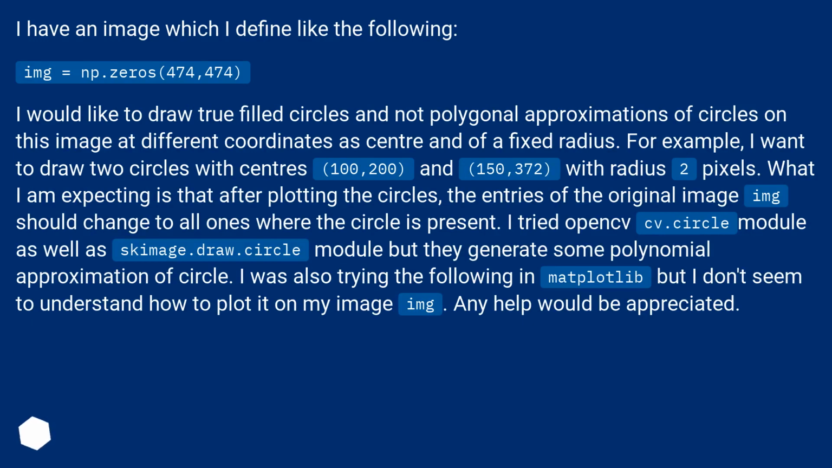Drawing true filled circle on an image. I have an image which I define like the following: M equals np.zeros((474, 474)). I would like to draw true filled circles and not polygonal approximations of circles on this image at different coordinates, a center and of a fixed radius.